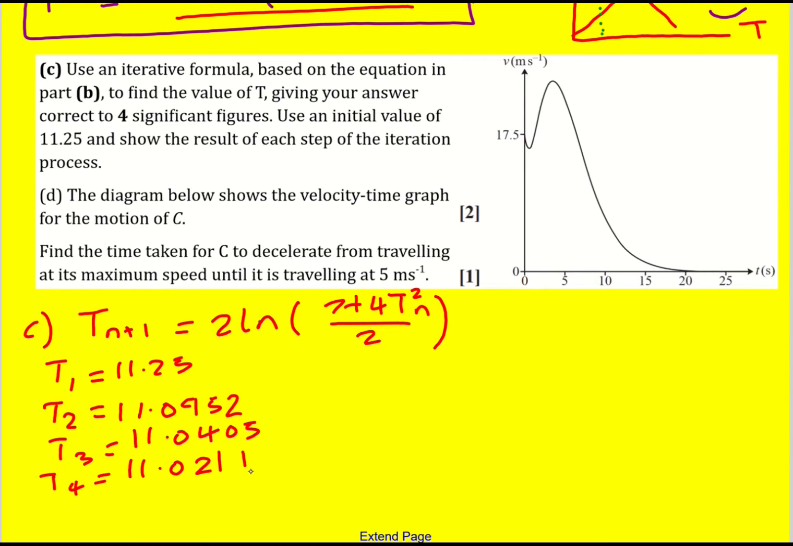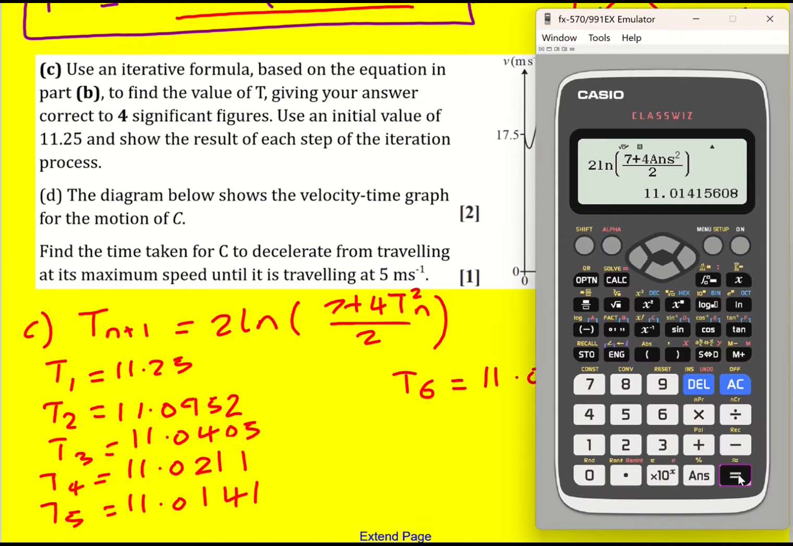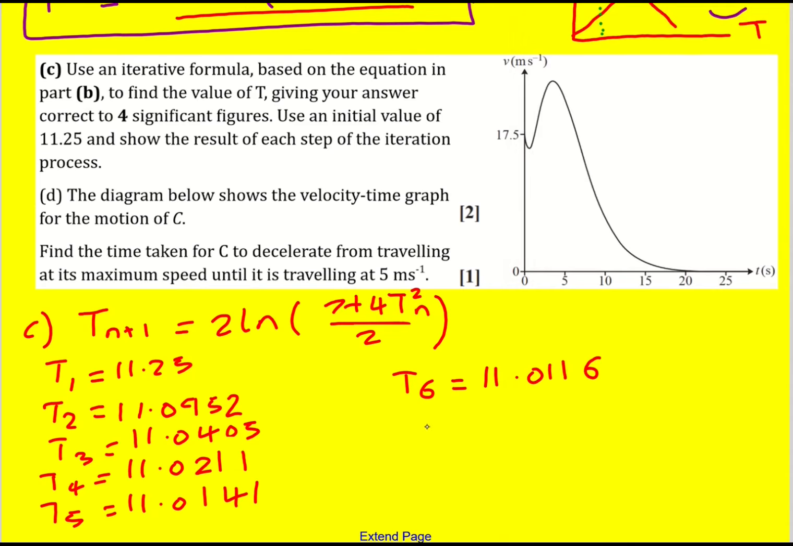Remember, I want it correct to 4 significant figures. The 4th figure is still changing. Still changing. Yeah, at this point it didn't change. And so I just kept pressing equals and seeing, yeah, okay, that's actually the converged value. I don't even need to write that down, but t is going to therefore be 11.01.